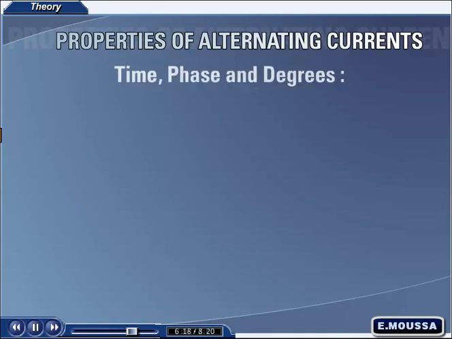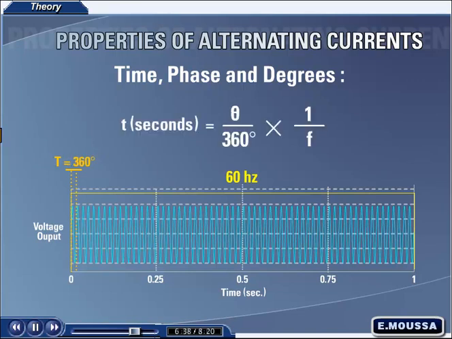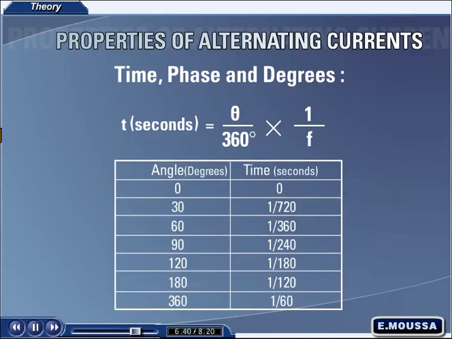Time, phase, and degrees. Let's look at a sine wave with a frequency of 60 Hz. The period would be equal to 1 second divided by 60, which would equal 16.67 milliseconds as stated earlier. The period corresponds to the time it takes the waveform to go through 360 degrees. Let's fill in a table that displays the angle of a sine wave and the associated time to reach that angle using the formula time equals the phase angle divided by 360 times the period.